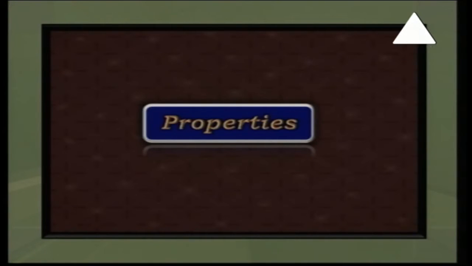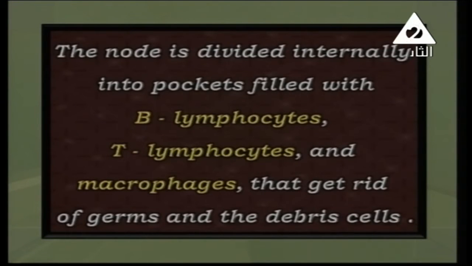What about the properties of them? Well, the node is divided internally into pockets or chambers. These pockets are filled by B lymphocytes, T lymphocytes, and macrophages. Again, we have pockets or chambers, and those chambers are filled with what? With three different pathogen defenders, like B lymphocytes, T lymphocytes, and macrophages, that do what? They get rid of dead and deprived cells and every pathogen that may enter inside the body.